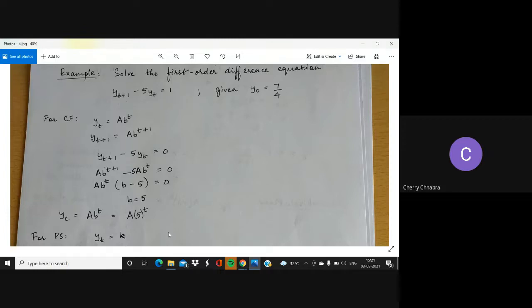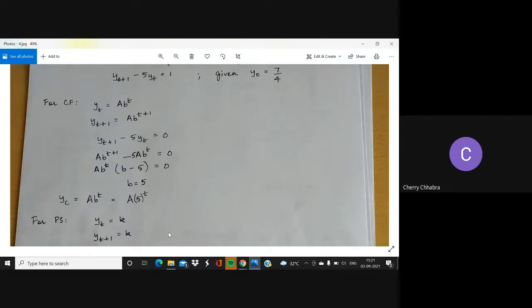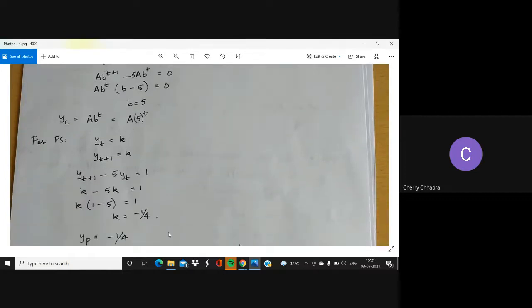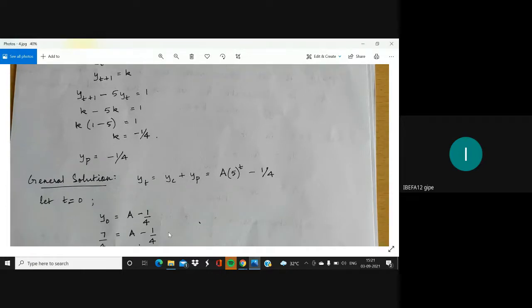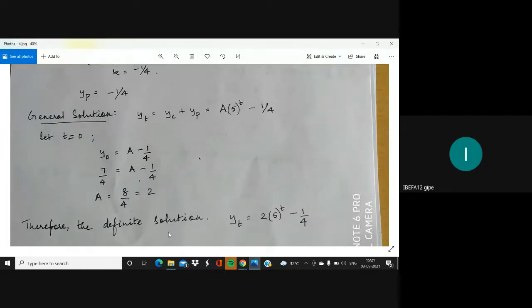Is it yt is equal to 2 into 5 to the power of t plus 2? Okay, I'm showing you the solution. So this is the definite solution. I've given you the general solution. Then once you solve for A, you'll find that this is the definite solution. I hope all of you have been able to get this answer. Yes, ma'am.